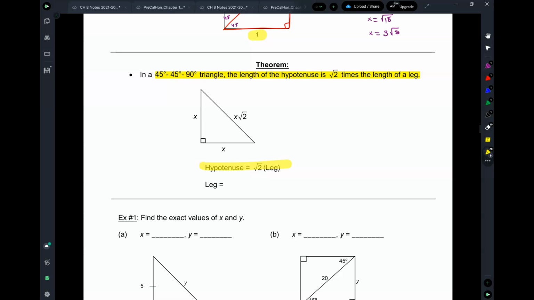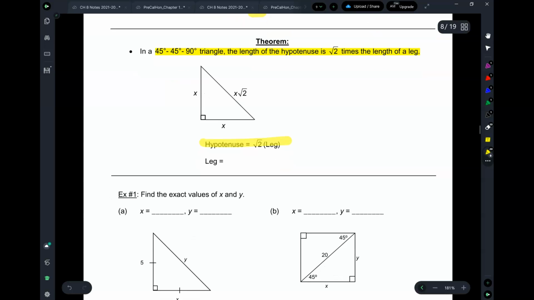Now, if you have that relationship, how much is the leg equal to? What do you think? How would you solve this for the leg? It would be the hypotenuse divided by root 2, since I'm solving for the leg. So memorize one of these, and then you can always derive the other one.